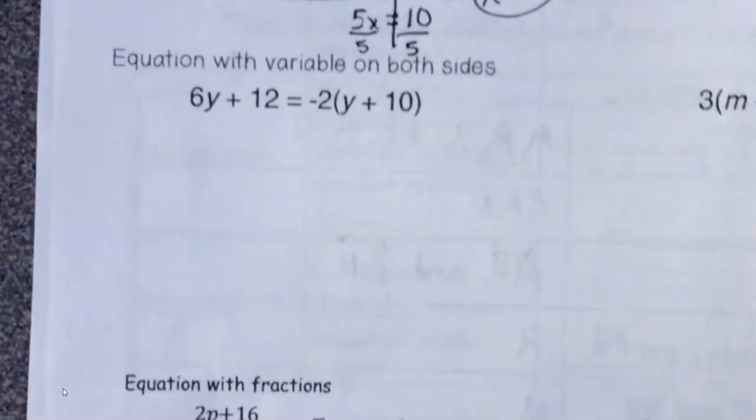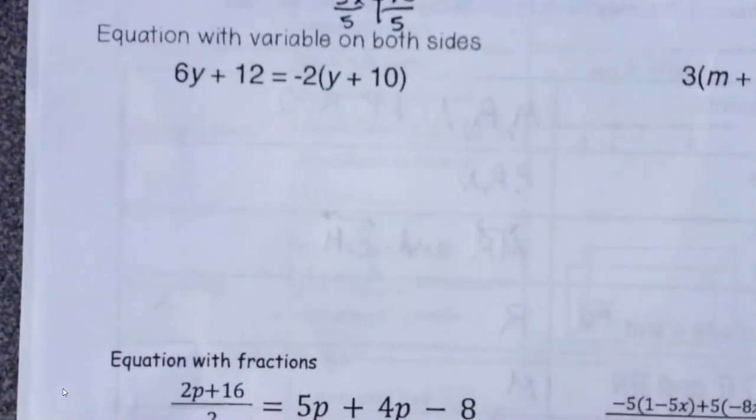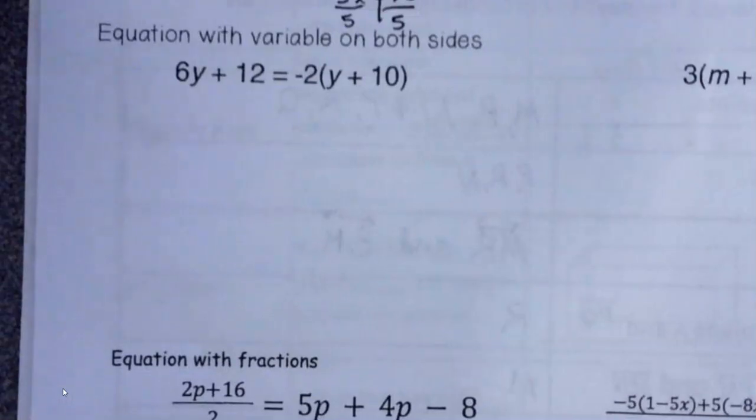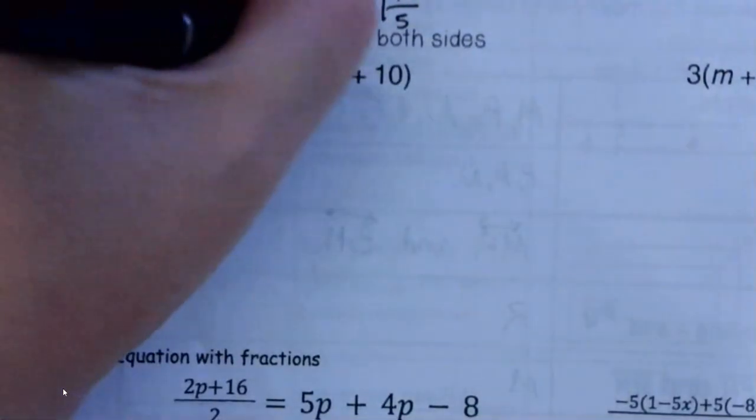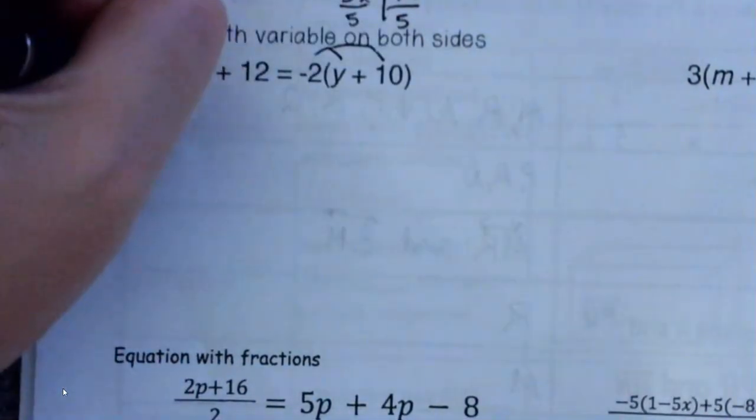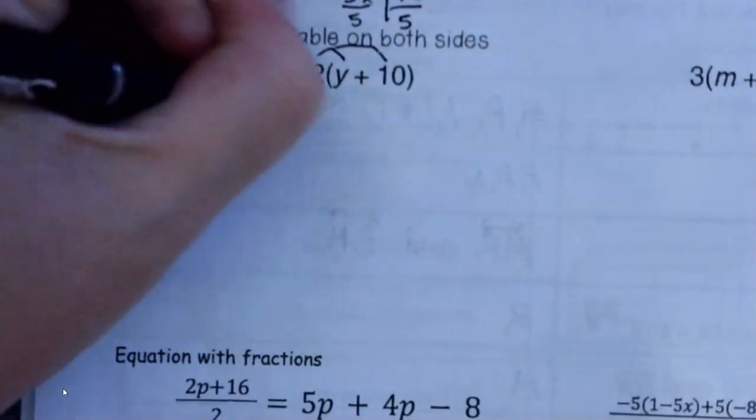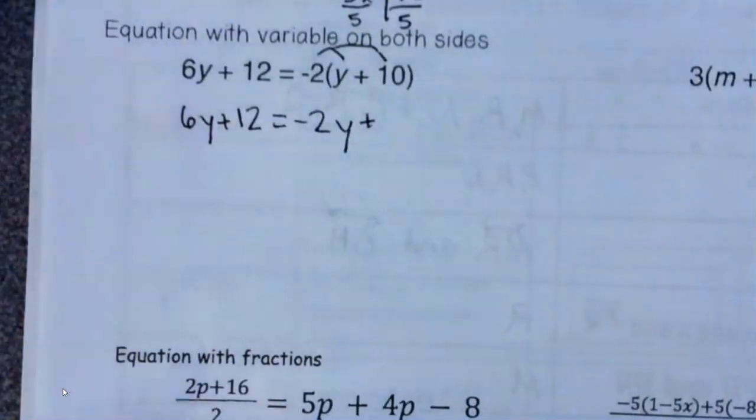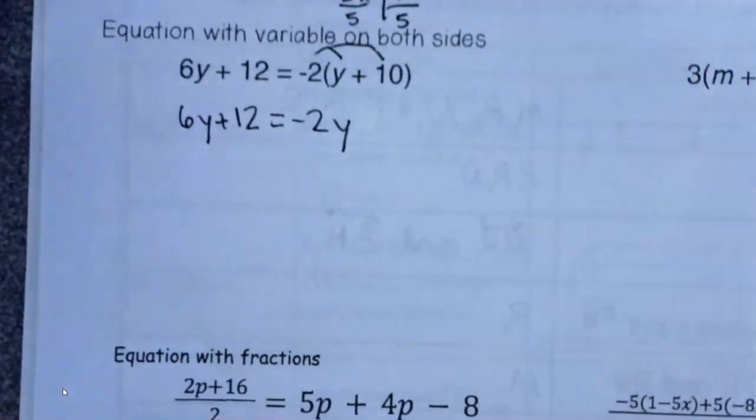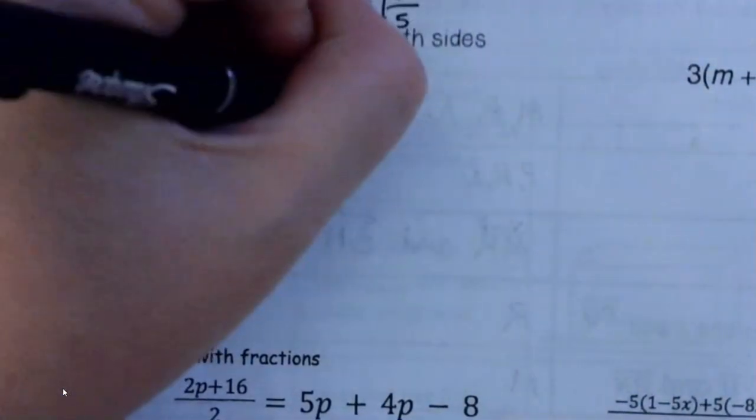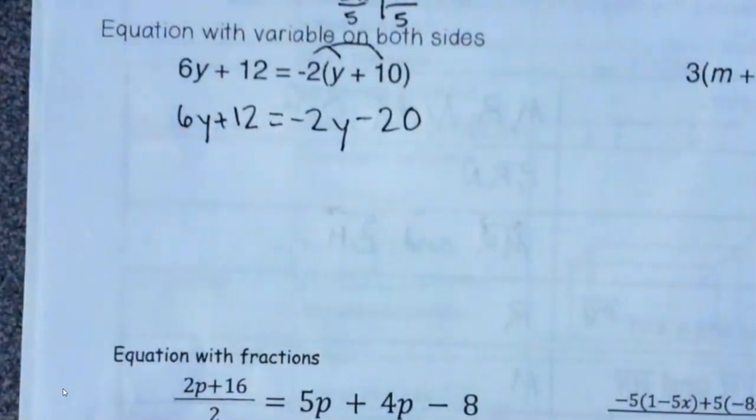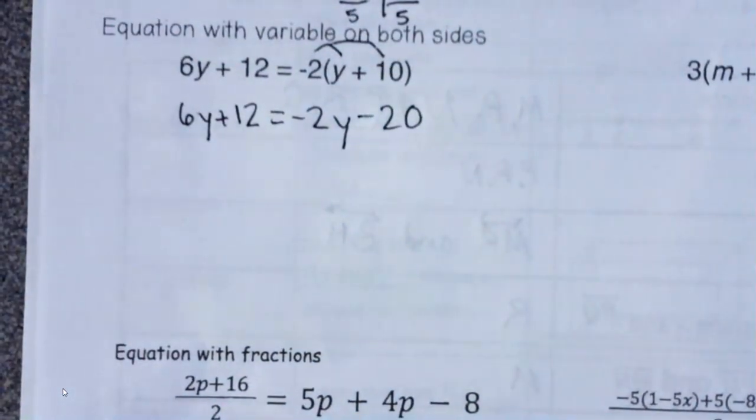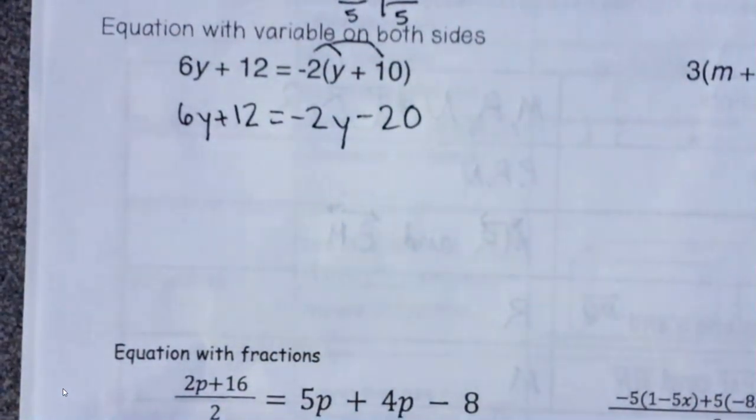Yeah, so if you didn't get that correct, that's okay. We still have 4 examples, and you'll have a lot of practice today before that quiz tomorrow. But we're moving on, so we're going to distribute for this one. So 6y plus 12 equals negative 2y minus 20. Why is it minus 20? Because it's a negative 2 times a positive 10. So it's going to be minus 20 there.